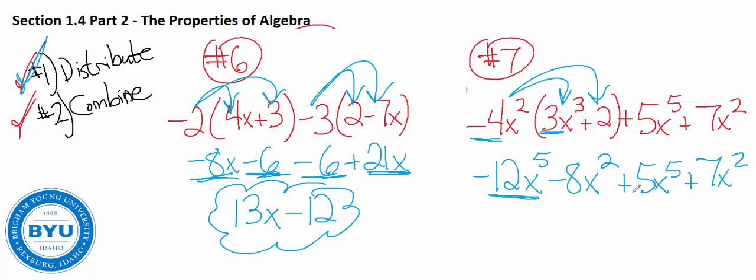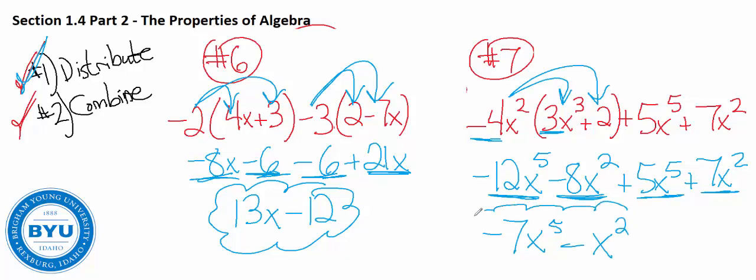Now I can combine my like terms. These guys are wearing the same hats here. So negative 12 plus 5, that's negative 7x to the 5th. The hats stay the same. And then negative 8x squared plus 7x squared, those have the same hats, and so we can add those. Negative 8x squared plus 7x squared is negative x squared. And it was squared, so don't forget to put that.